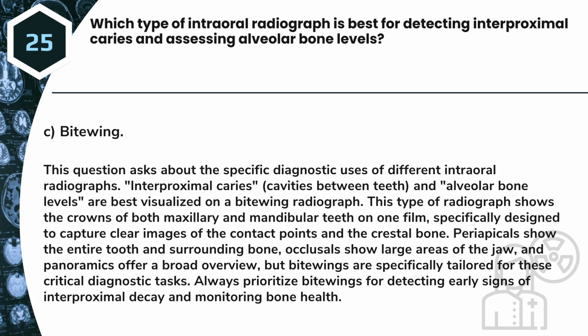Answer C. Bite wing. This question asks about the specific diagnostic uses of different intraoral radiographs. Interproximal caries, cavities between teeth, and alveolar bone levels are best visualized on a bite wing radiograph. This type of radiograph shows the crowns of both maxillary and mandibular teeth on one film, specifically designed to capture clear images of the contact points and the crestal bone.